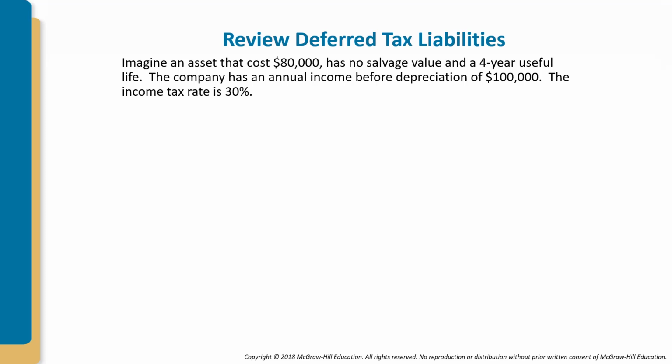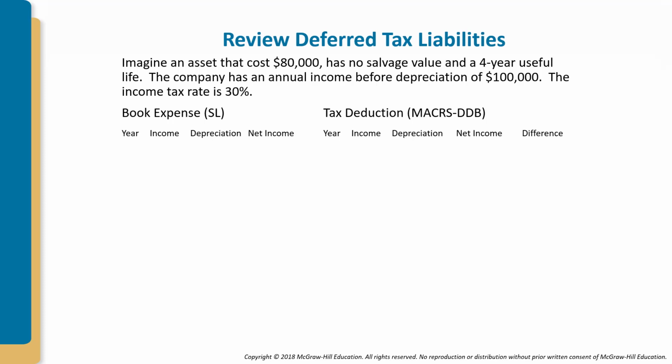Now, for GAAP, we're going to depreciate this asset using straight line depreciation. And for tax purposes, we're going to use MACRS depreciation, which you haven't taken a tax class yet. That stands for Modified Accelerated Cost Recovery System. And for our asset, that's going to be double declining balance depreciation. Okay, so let's take a look at how our book expense under straight line differs from our tax deduction for MACRS.